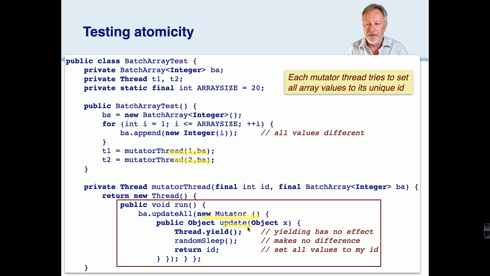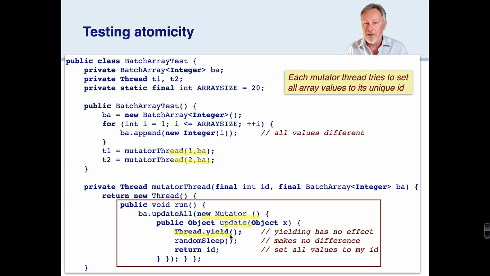What the update method does is it's going to try and provoke a race condition. So it's going to do a thread.yield, and then it'll sleep for a random length of time, and then it will return the value which should be used to update. In this particular case, we're actually safe, and we'll see that the result is safe. The reason is that thread.yield will have no effect because we're going to be inside some synchronized code.